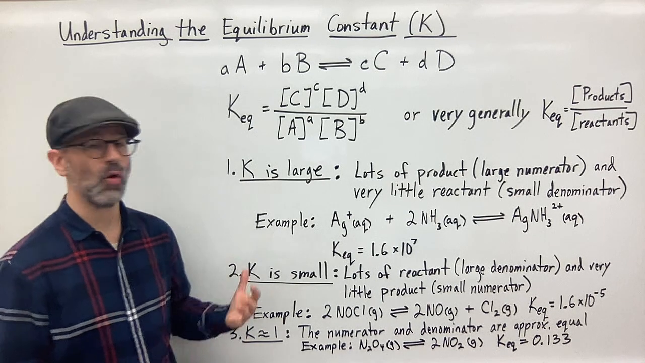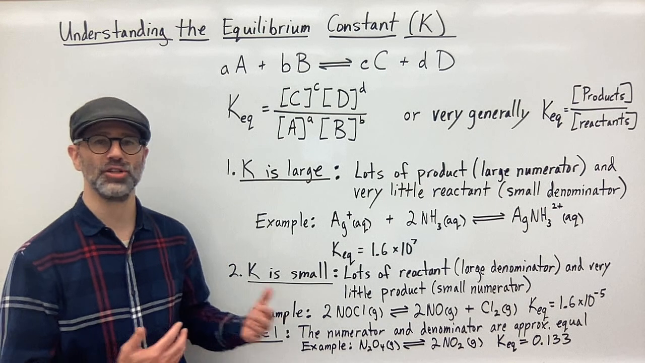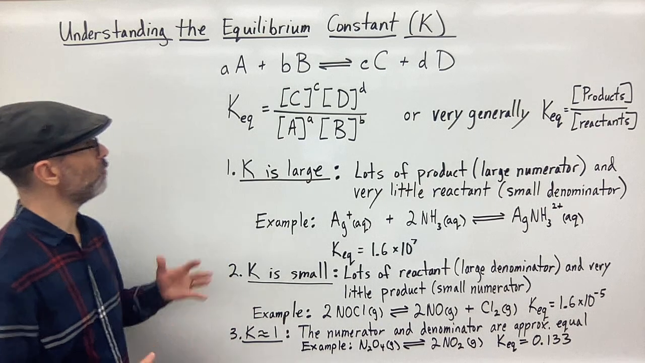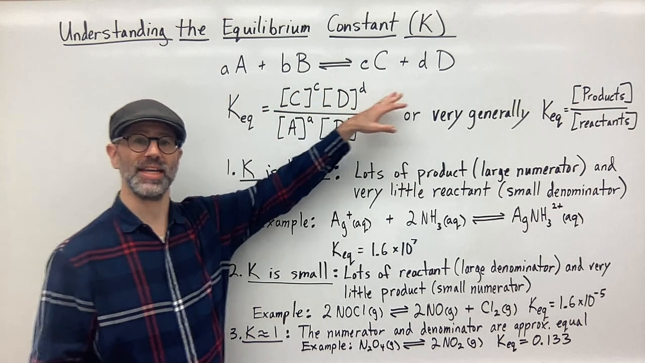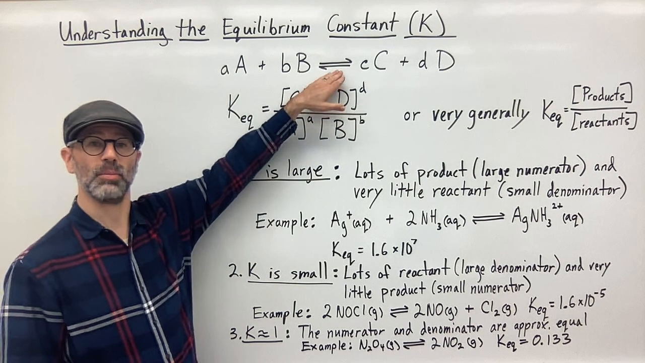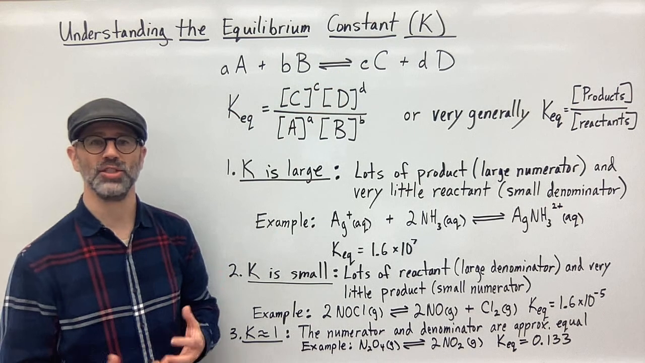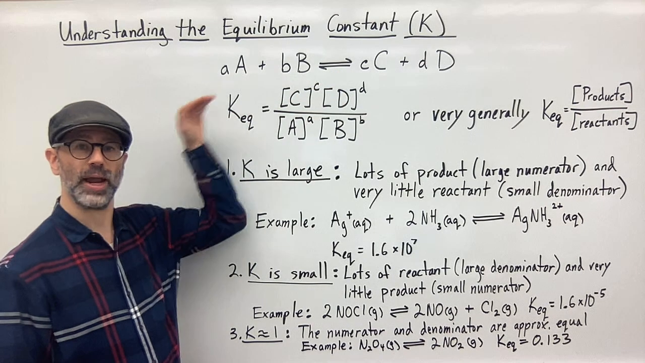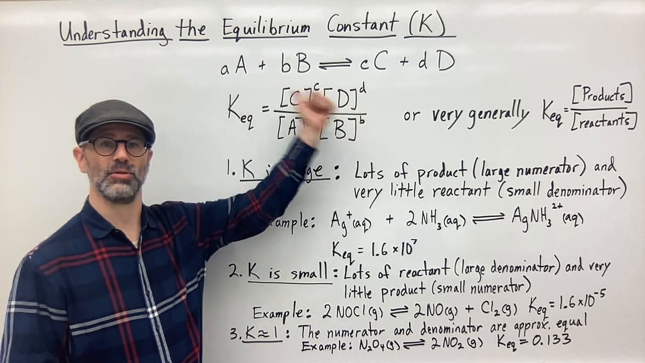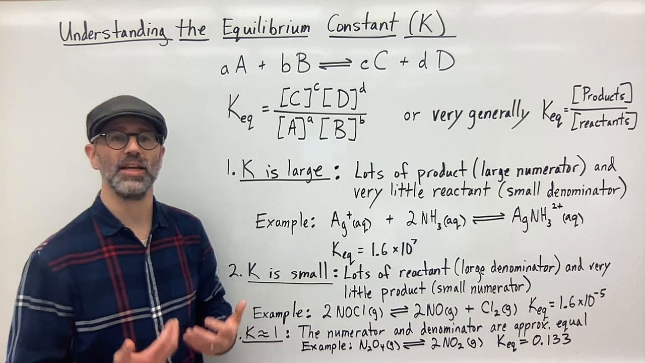So first I'm going to go over how to understand what k is and what a large or small k means. So first of all, here you have your generic equilibrium reaction. It's in equilibrium because you have the double arrows. Whenever you have double arrows, that means you have an equilibrium situation going on where the rate of the forward reaction is equal to the rate of the reverse reaction. And that is what we mean by equilibrium.